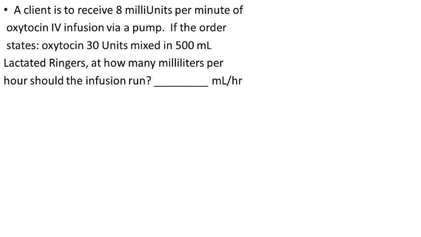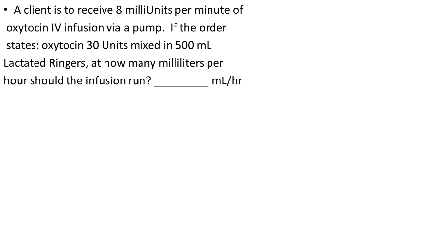A client is to receive 8 milliunits per minute of oxytocin IV infusion via a pump. If the order states oxytocin 30 units mixed with 500 milliliters lactated ringers, at how many milliliters per hour should the infusion pump run?